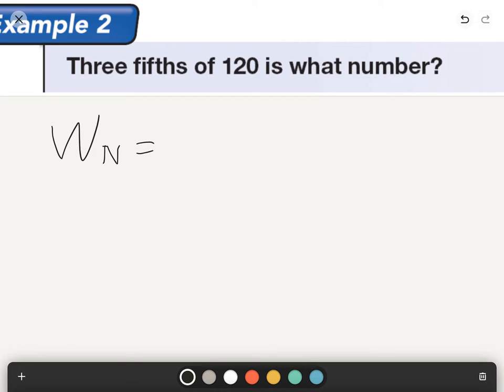So it's just 3/5 times 120, and it's nice to put your /1 under it so that you can look at your cross-canceling goodness.